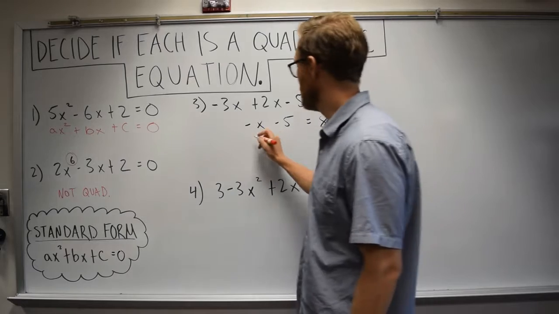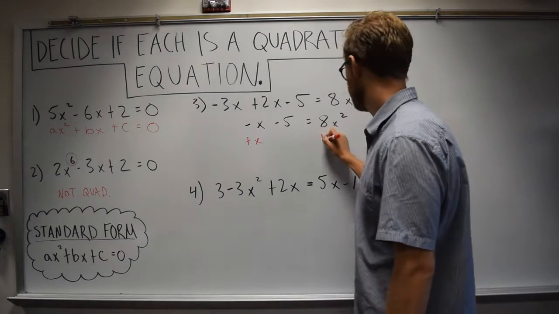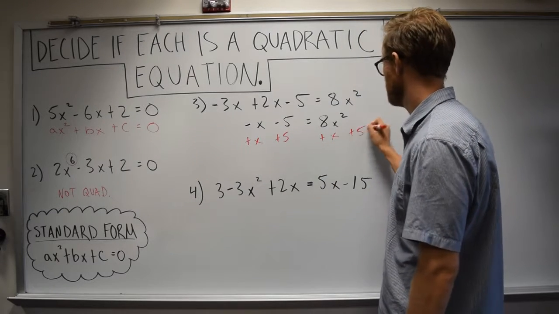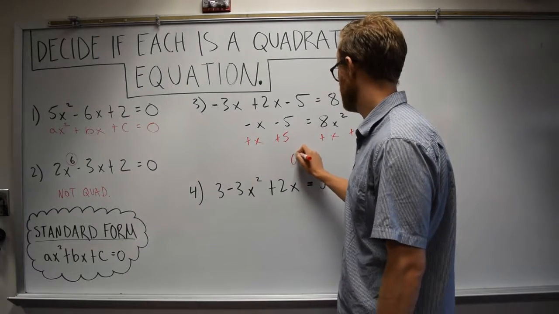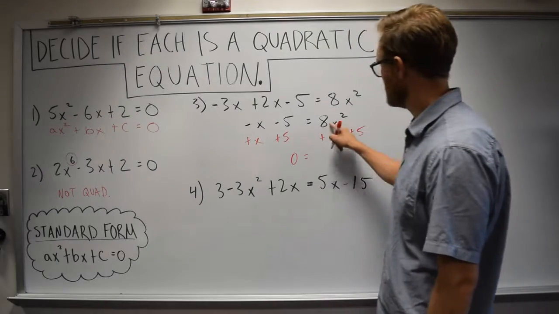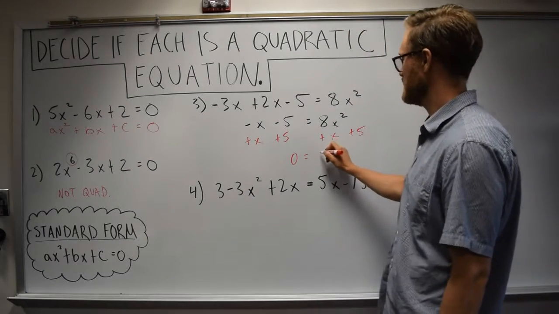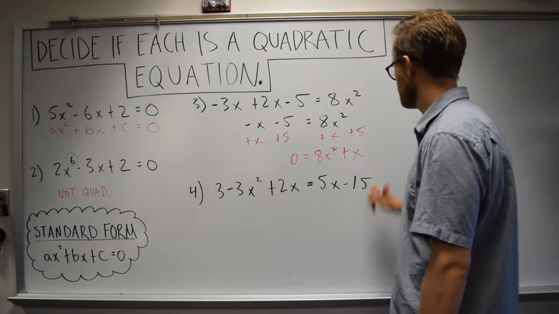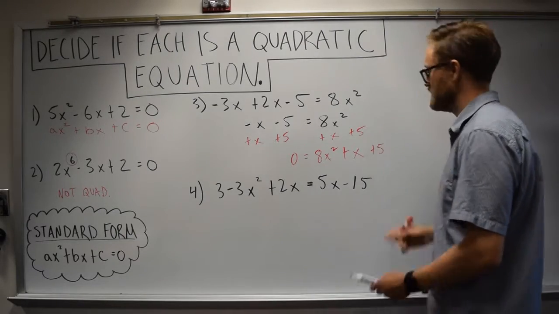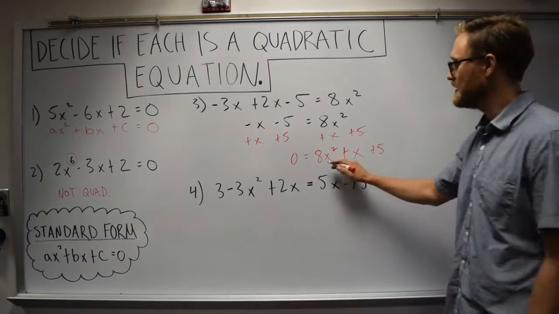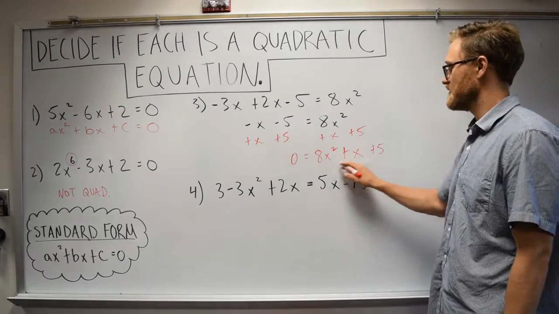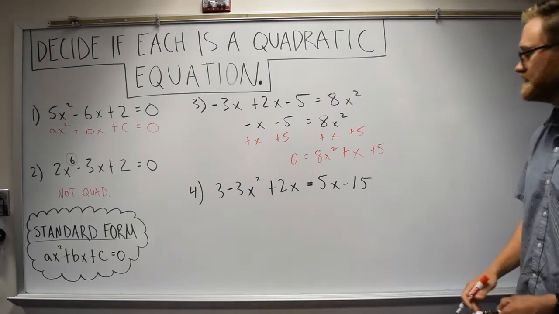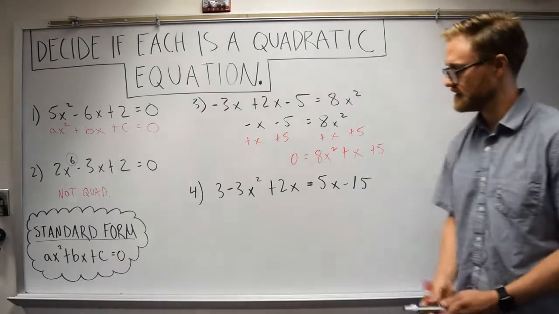So I'm going to add x to both sides, and I'm going to add 5 to both sides. So I end up with 0 equals, I can't actually combine 8x squared and x because they're not like terms. I get 8x squared plus x and then plus 5. So if I'm looking at it now, my a term is 8x squared, my b term is x, and my c term is 5. So that one is a quadratic.